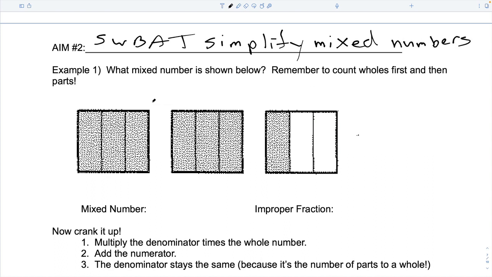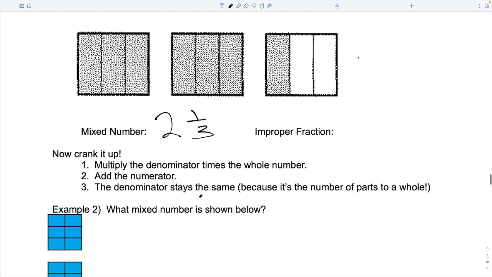Cool. So when you have mixed numbers, there's a way to simplify them or transform them at times to another type of fraction. A mixed number looks like this. There's 2 wholes and a fraction. What does that fraction represent? It's 1 out of how many parts? Whole class? It's 3. So we're going to write this as 2 and 1/3. This is called a mixed number.